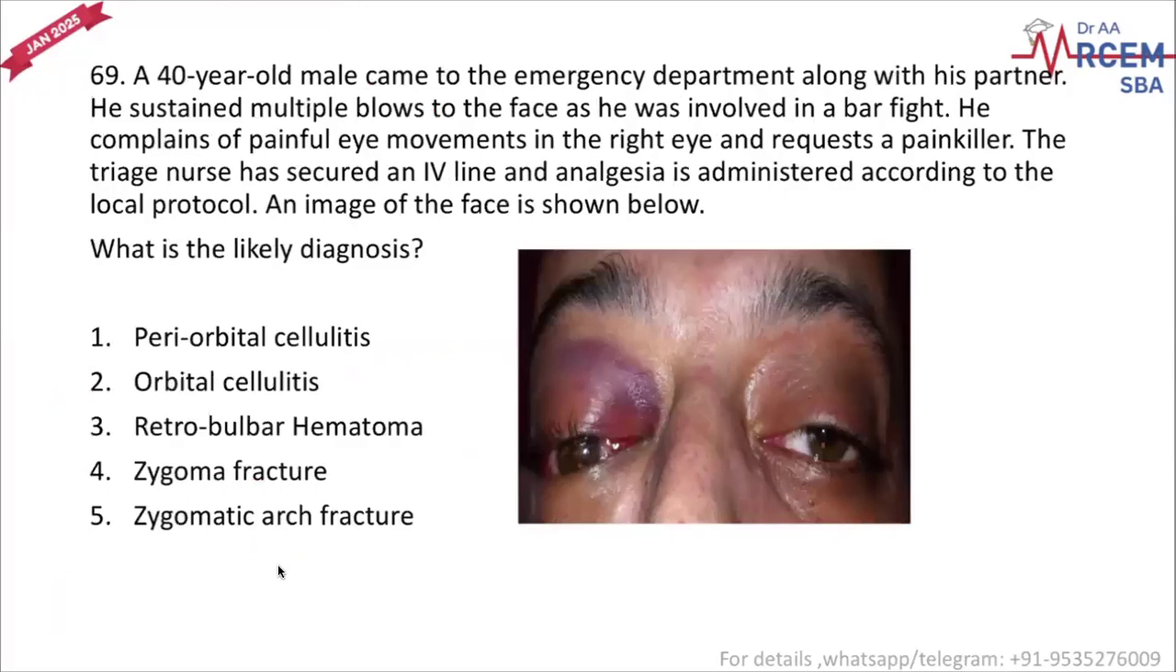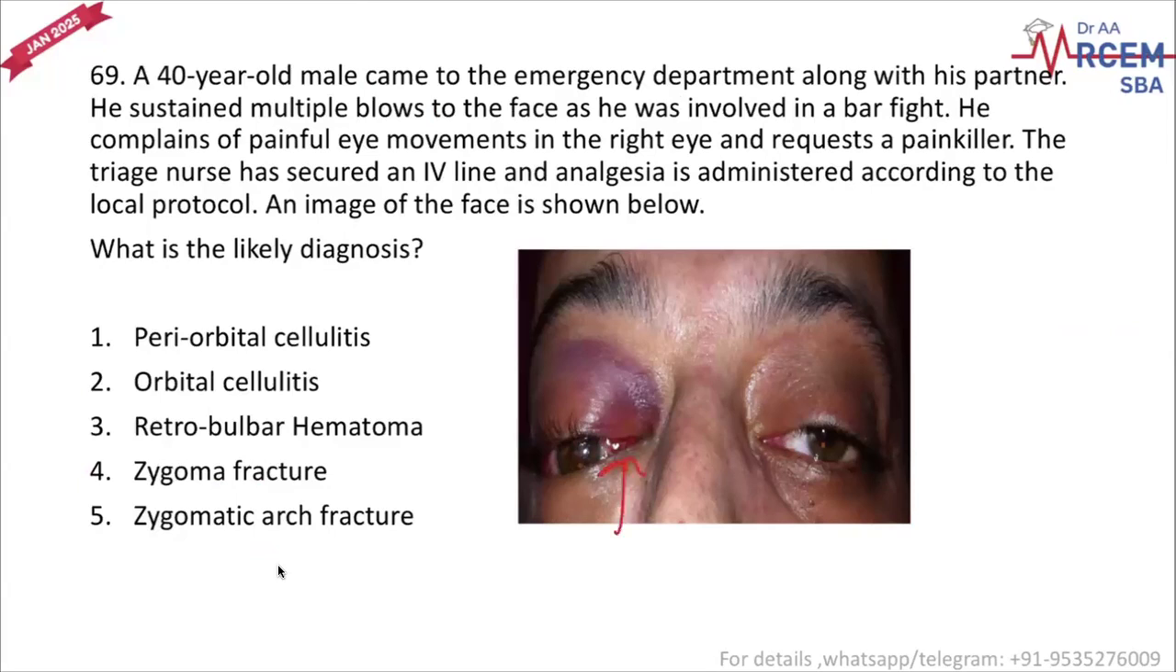A 40 years old male came to the ED along with his partner. He sustained multiple blows to the face as he was involved in a bar fight. He complains of painful eye movements in the right eye and requests a painkiller. The triage nurse has secured the IV cannula. Analgesia has been administered according to the local protocol. An image of the face is shown below. What's the most likely cause?